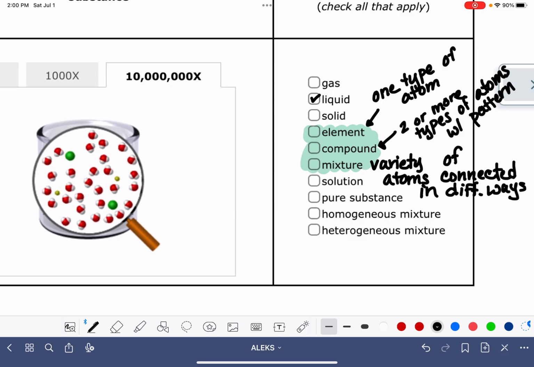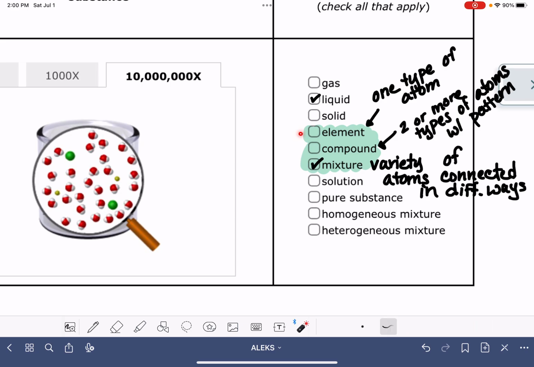So for example, if I didn't have these yellow spheres and green spheres present, like if they just weren't even there at all, and all I had were these red and white spheres and they're all connected in a really good pattern with one red and two white, I would classify that as a compound. That would be two or more types of atoms and they have some sort of pattern to them. If all I had were these green spheres, nothing else, I would classify that as an element. And I have a mixture.